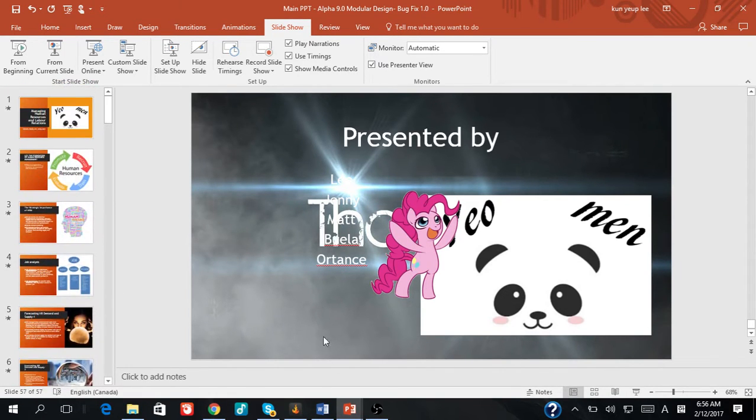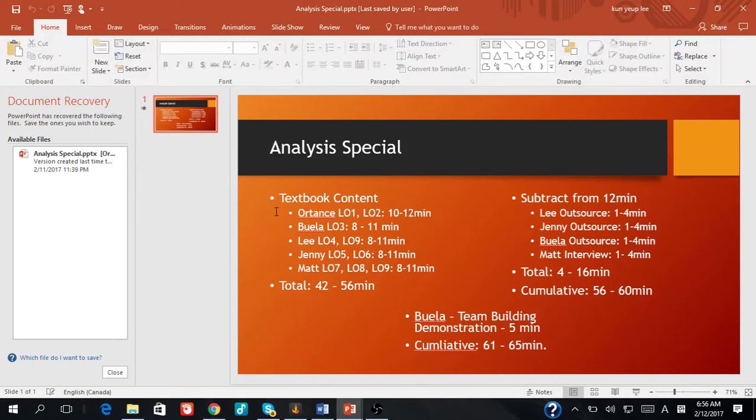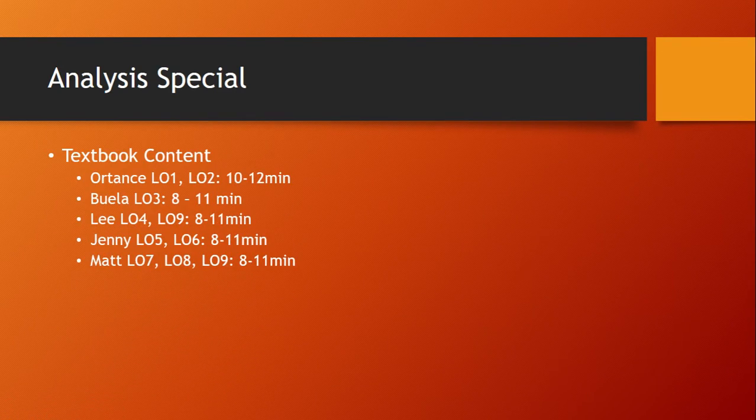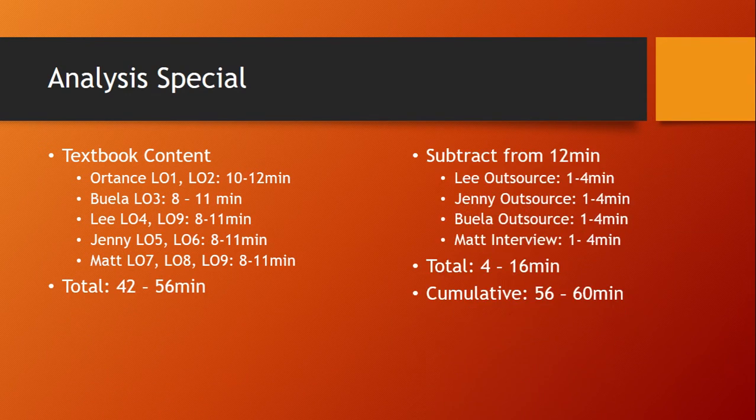Before I get into the PPT, there's something I need to talk about, and it's the time allocation. If you think you can spend 12 minutes on textbook content, you're wrong, because you also have to do the outsource. The basic rule is that any amount you want to spend on outsource or interview, you have to subtract from 12 minutes.